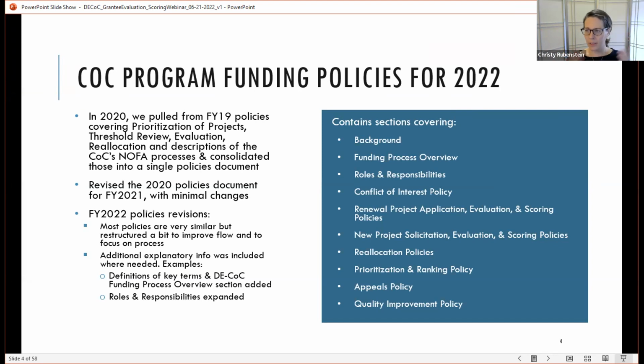And this year Aaron did a lot of work to continue to improve the clarity of the document and to restructure things. A lot of the policies and the process haven't really changed very much, but things have been restructured to help folks understand the different aspects of the policies more clearly, focusing more on process and a little less on providing lots of details around the specific criteria we're going to look at.